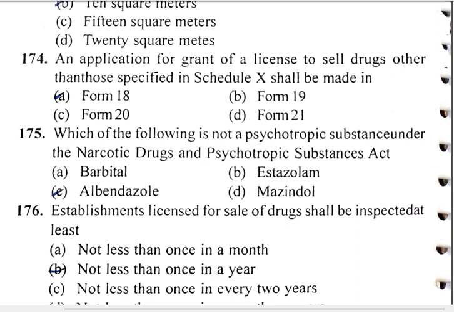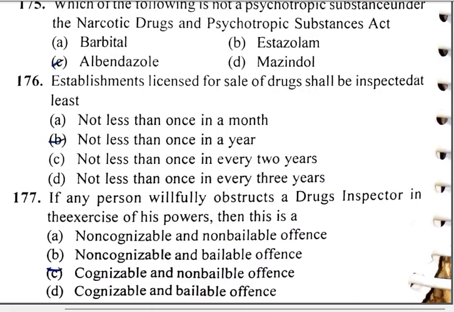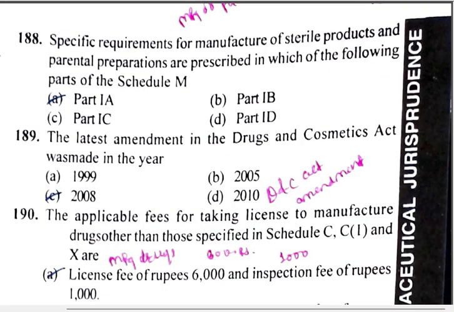Which of the following is not a psychotropic substance under the Narcotic Drugs and Psychotropic Substances Act? That is albendazole. Establishment licensed for sale of drugs shall be inspected at least not less than once in a year. If any person willfully obstructs a drug inspector in the exercise of his power, then this is cognizable and non-bailable offence. Specific requirements for the manufacture of sterile products and parenteral preparations are prescribed in which of the following parts of Schedule M? That is Part 1A.